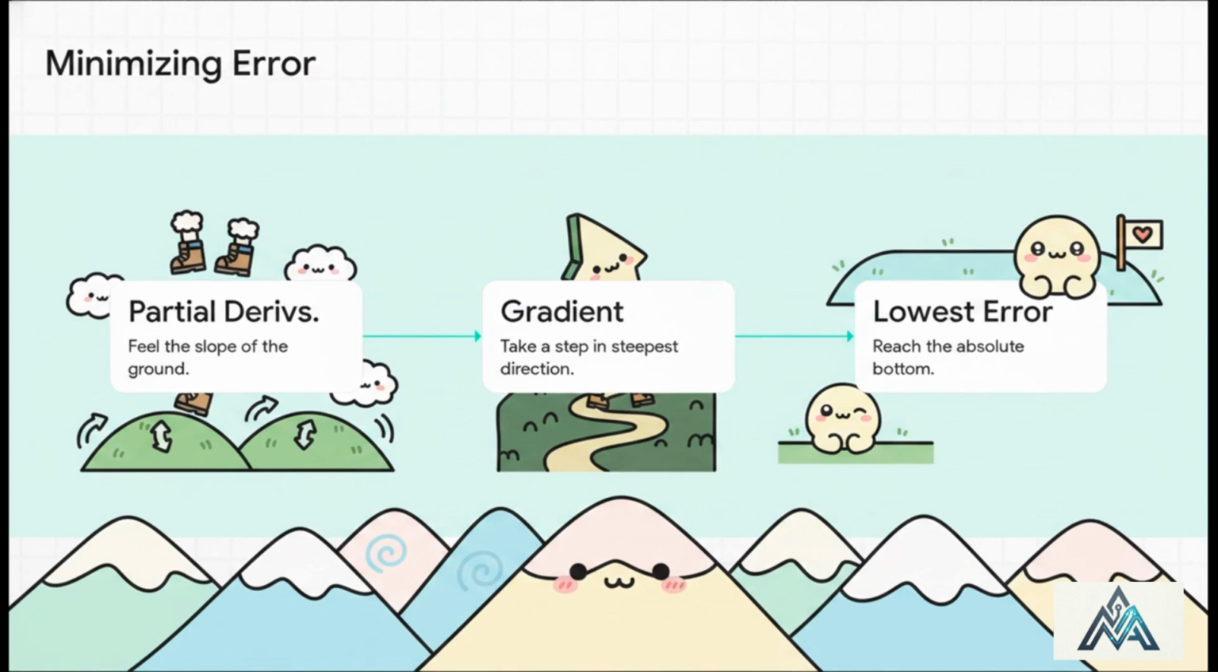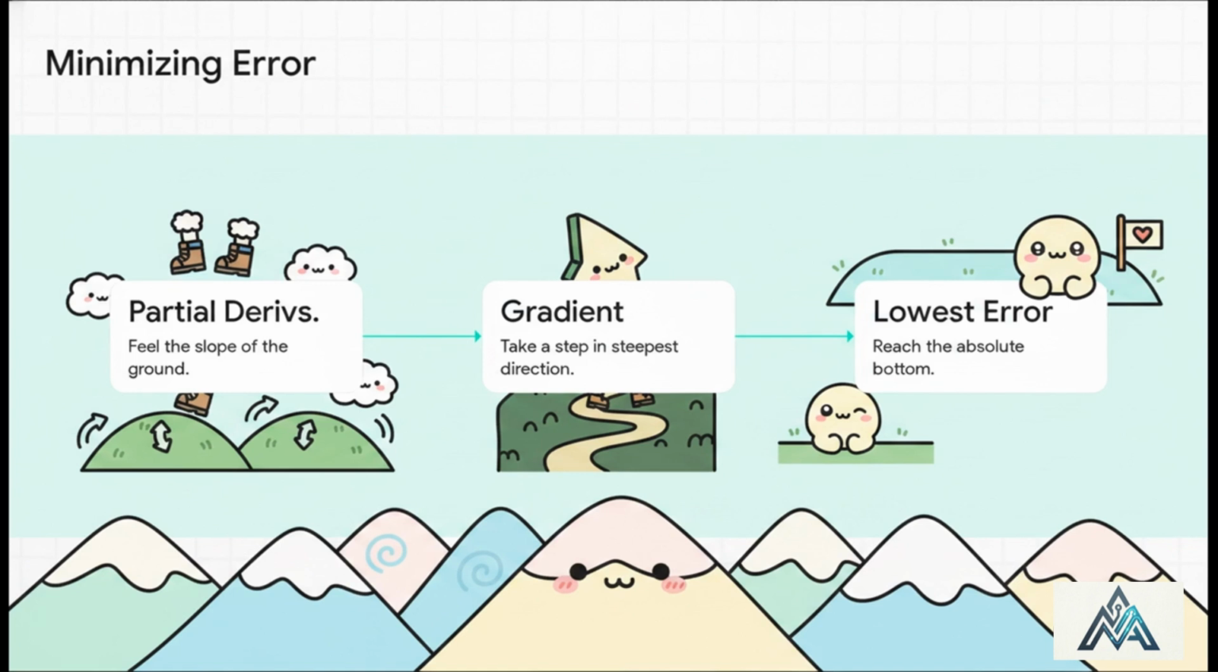Step 1. Our hiker feels the slope of the ground in different directions with their feet. In calculus, these are called partial derivatives. Step 2. The hiker figures out which direction slopes downward the sharpest and takes a step that way. That steepest path down, that's called the gradient.